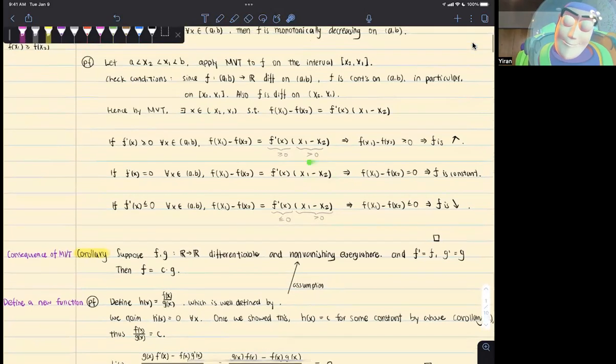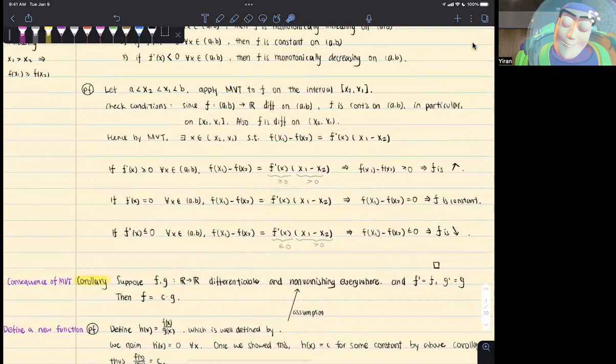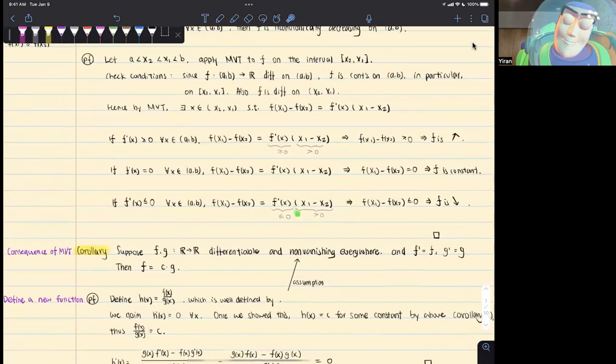So this is always positive, and if we assume f prime is equal to 0, then the whole thing is equal to 0. Therefore, f of x1 is equal to f of x2, so f is constant. And because this is larger than 0 and this is smaller than 0, which is our assumption, the whole thing is negative or non-positive, right?